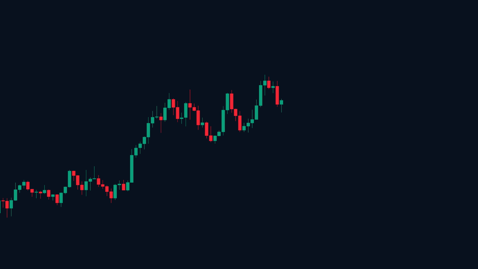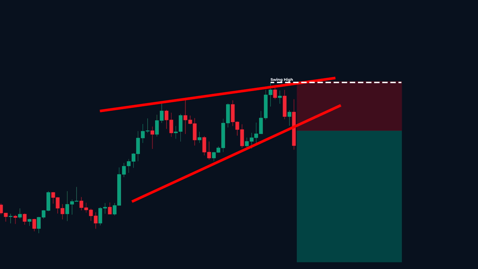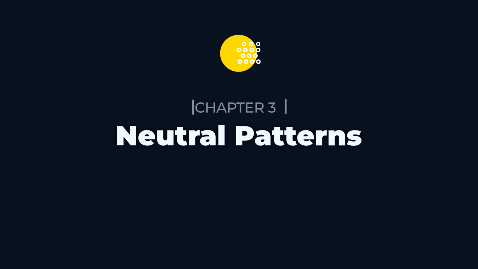Now let's look at the bearish version. Price continues climbing, but each new high becomes smaller as the range begins tightening. Although buyers are still pushing price upward, they're losing momentum with every move. Eventually, price breaks below the wedge, confirming that sellers have taken control. Wait for the retest of the broken trend line before entering. Place your stop above the recent swing high and target the origin of the wedge, or around 3 times your risk. Now let's move on to the third category, neutral patterns.